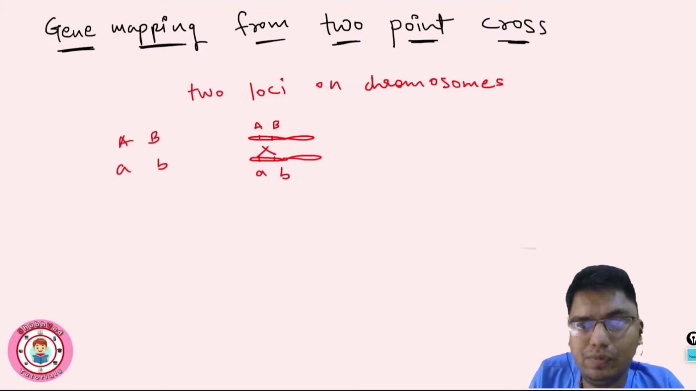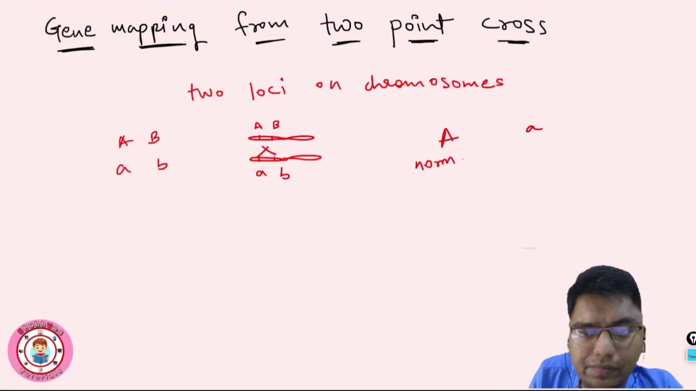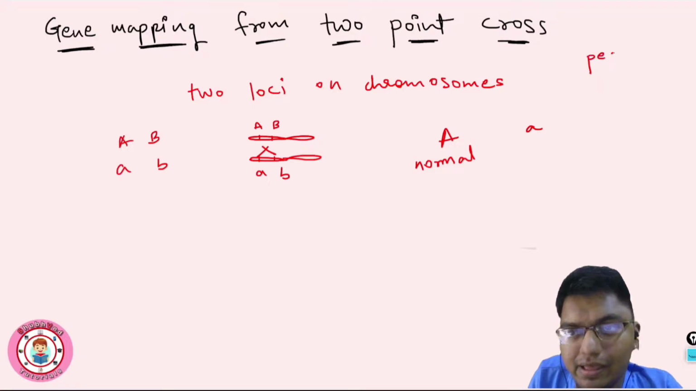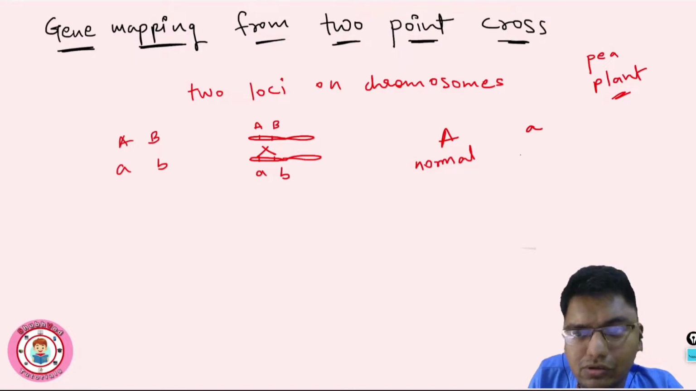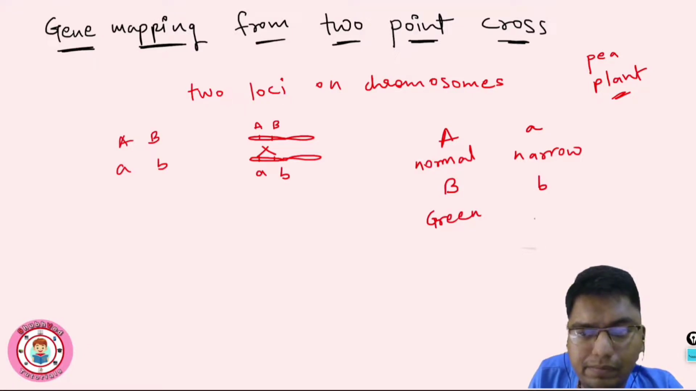Okay, so basically capital A, small a. Okay, this is recessive, and capital A is dominant. So this is for normal pods. We are taking P plant, again P plant, Pisum sativum, right? So this is normal and this is narrow pod, as well as B. B is for green and small b is for yellow color.